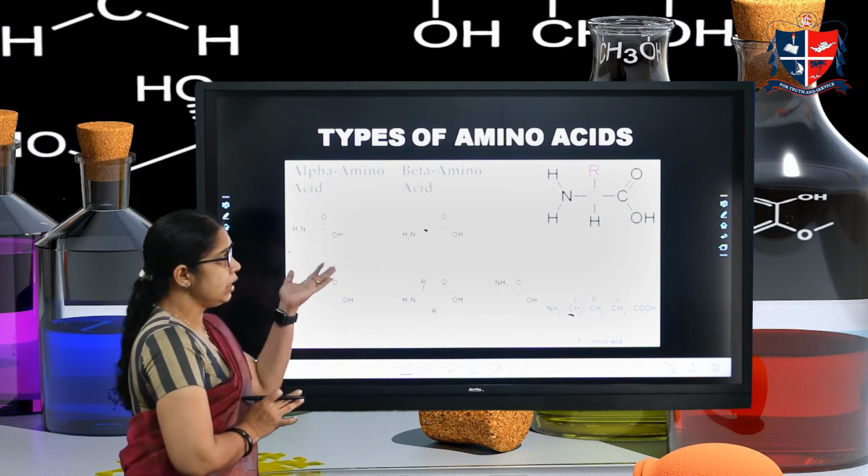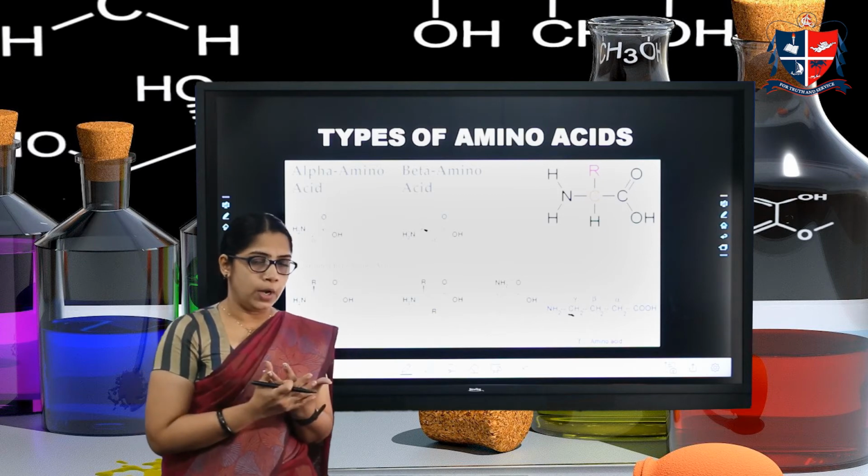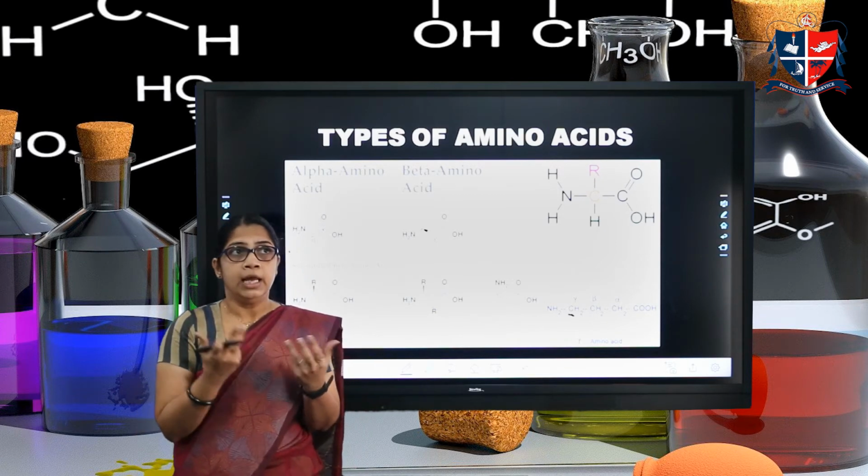One other important thing is that we can distinguish these alpha, beta and gamma amino acids by simply heating these acids.